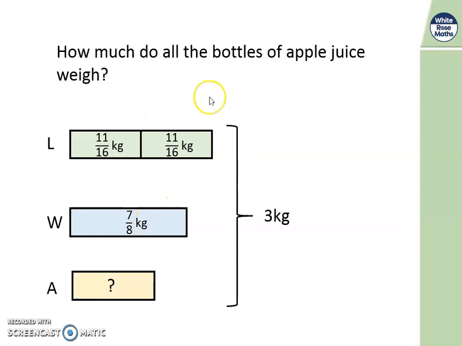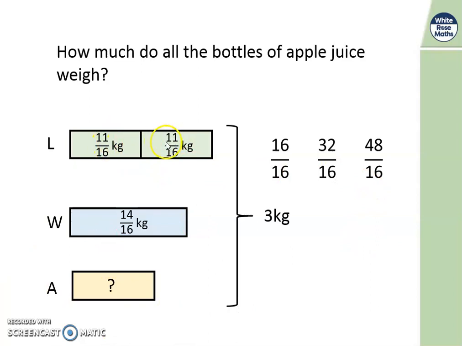14/16. So now I need to find out how much do all the bottles of apple juice weigh. So first step, let's change that. This is the bit I don't know. 3 kilograms we need to change into 16ths. Well, 1 whole kilogram will be 16/16. 2 whole kilograms will be 2 lots of 16, which is 32/16. And 3 kilograms will add on another 16, which will be 48/16. So now I can see that if I add up all of it, it's going to make 48/16.